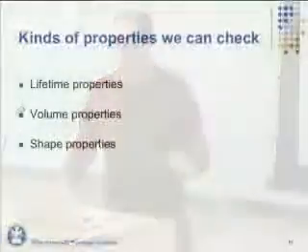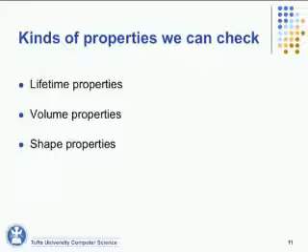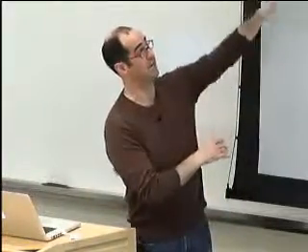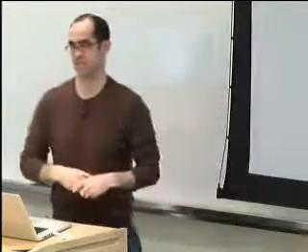OK, so let me first tell you a little bit about the sort of properties that we're offering, and then I'll describe how that's implemented in a garbage collector. The categories that we have right now are lifetime, volume, and shape. And again, these are things focused on what the garbage collector can easily tell us without going into the guts of it.